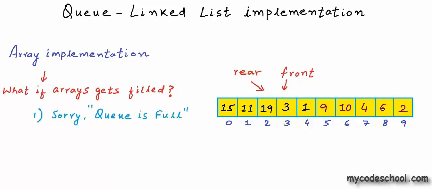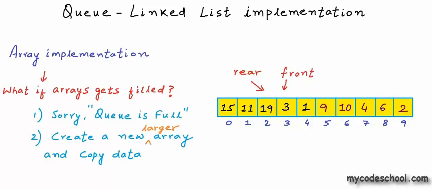We can either say queue is full, or we can create a new larger array and copy elements from previous filled array into this new larger array. The time taken for this copy operation will be proportional to number of elements in filled array, or in other words we can say that the time complexity of this copy operation will be big O of n.